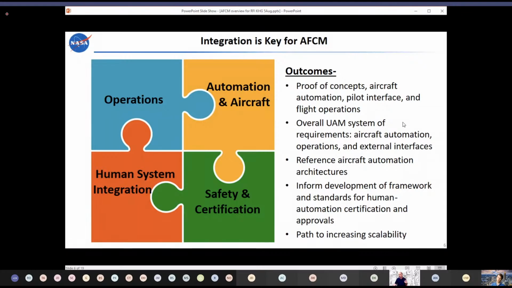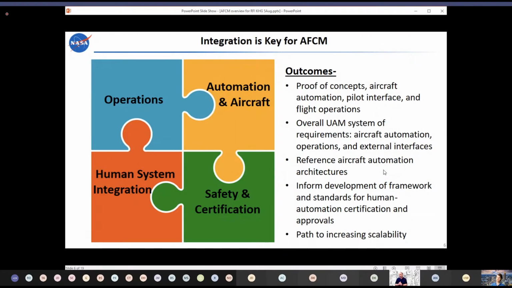Looking at the overall UAM system of requirements, focused on the aircraft automation aspects of that, the flight operations, and where those two elements have interfaces to the external elements of the system. So, for example, the broader airspace system, as well as elements of vertiport automation.